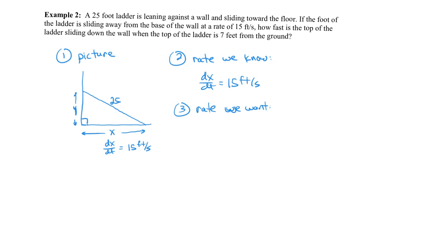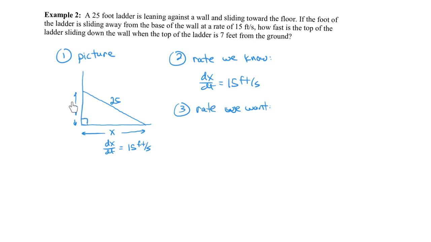So what is this rate that we want? Let's see what it says here. How fast is the top of the ladder sliding down the wall when the top of the ladder is 7 feet from the ground? So how fast is this sliding down here? When I write these rates down, I want to use the variables of the picture. We're going to link this picture into the problem we're working with. Since I called this y, what I'm really looking for is dy/dt, because we want to see how fast the top of the ladder is sliding down the wall when it is 7 feet from the ground.